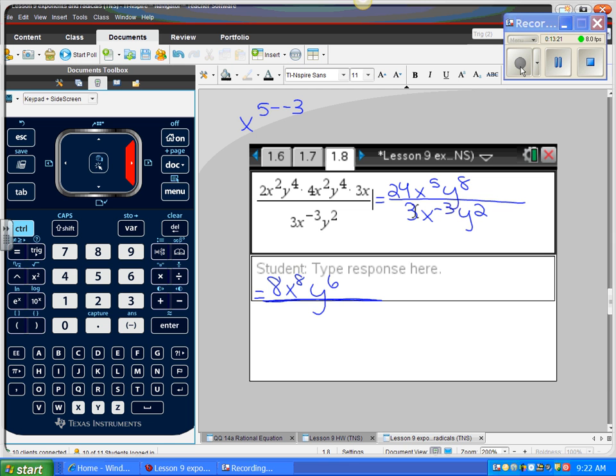Do I need anything in the denominator? No, I mean if I wanted to put a 1, I could. It doesn't make a difference. You can rewrite it as 8x to the 8th, y to the 6th. How many of you got this right? You guys kick butt. All right, nice job.